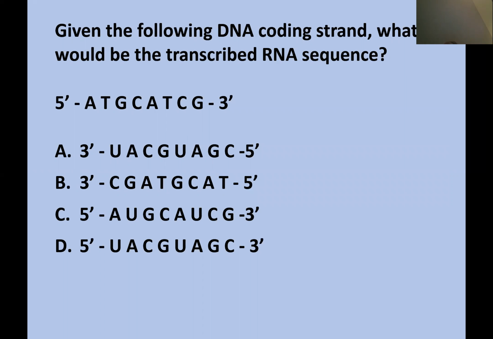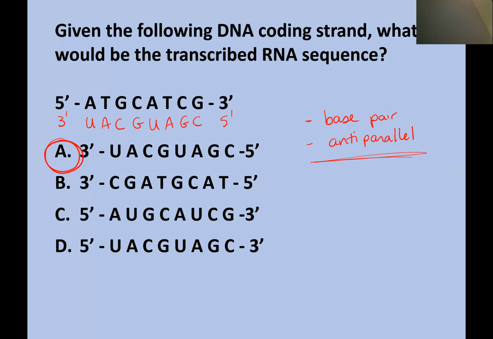Given the following DNA coding strand, what would be the transcribed RNA sequence? So remember, you're going to use base pairing and anti-parallel. So I always just do 3', 5', and I say A and U and T and A and G and C. So 3' UAC GUAGC is this one. So anti-parallel and base pairing.